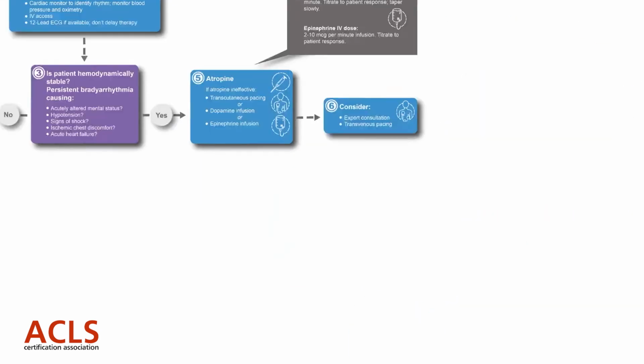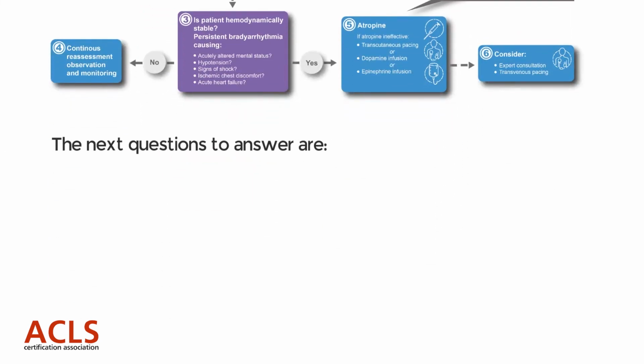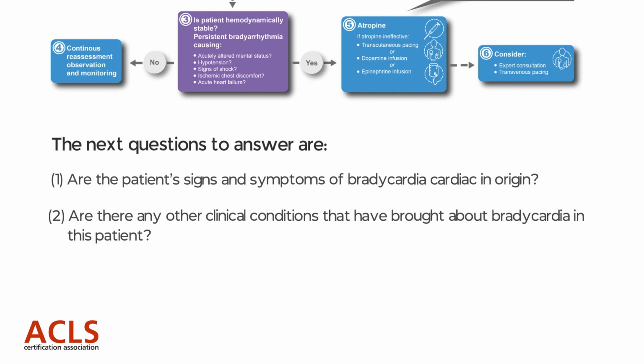Refer to Box 2 of the adult bradycardia with a pulse algorithm. The next questions to answer are: 1. Are the patient's signs and symptoms of bradycardia cardiac in origin? And 2. Are there any other clinical conditions that have brought about bradycardia in this patient? Answering these questions leads to the interventions a clinician must choose to treat the patient.